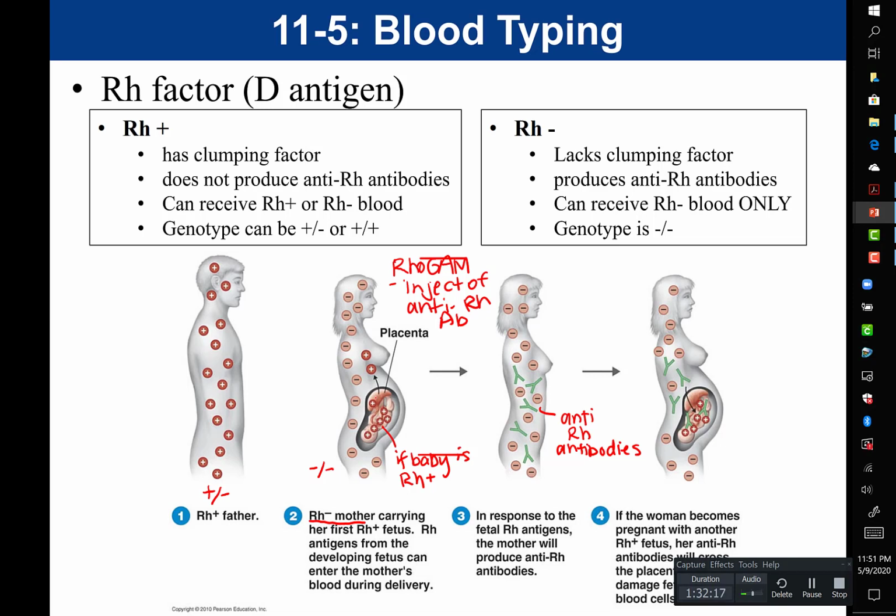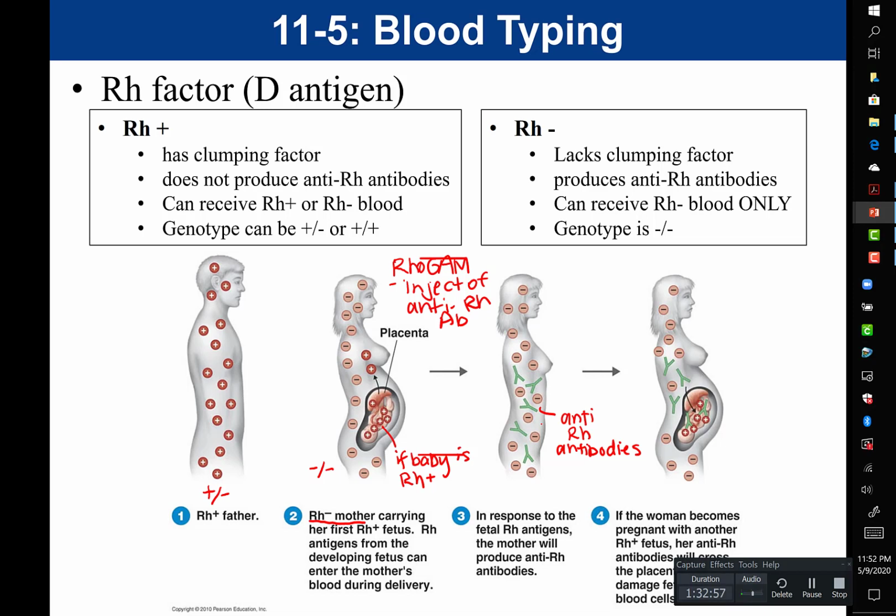and it happens when a woman is Rh negative and she has a fetus that is Rh positive. If the fetus is Rh positive and that baby's blood mingles with mom's, that Rh positive blood is going to stimulate mom's immune system to make those anti-Rh antibodies. And now those anti-Rh antibodies can affect subsequent pregnancies. So again, it's not really the first pregnancy that we're concerned about. It's any subsequent pregnancy after that. If mom has already made those antibodies, it's problematic for any other child.